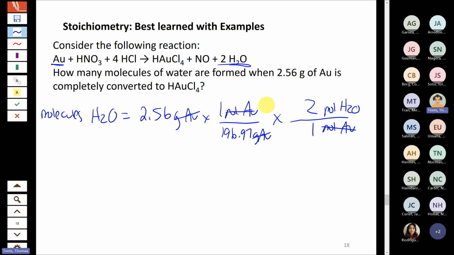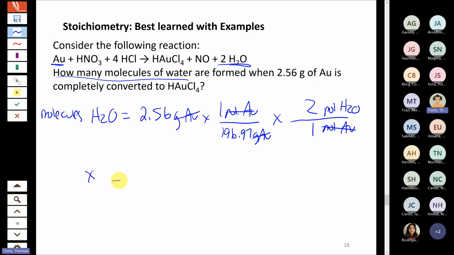Now, once you get to this step here, this is where you have to look closely at what the question is asking for. If it was asking for moles of water, we would stop there. If it was asking for mass of water, we would actually use the molar mass of water to convert these moles back into a mass. But here we're looking for how many molecules of water are formed. So if you're computing the number of atoms or molecules, like we said, that's where Avogadro's number comes into play.